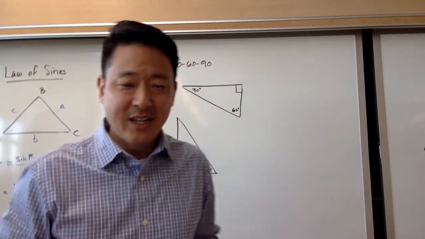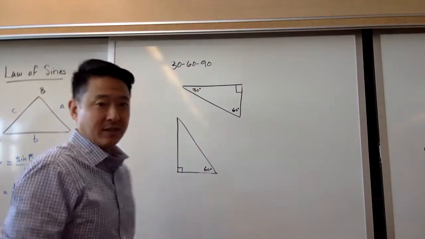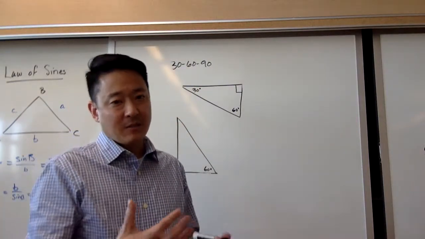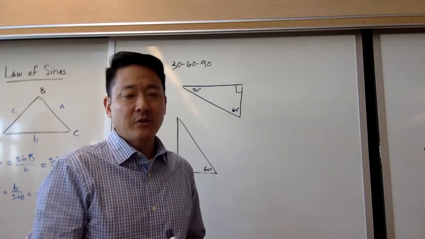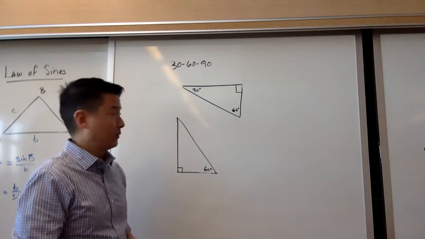This one is on 30, 60, 90 special right triangles and how to solve them. So one of the things that gets confusing is that sometimes the orientation of the triangle throws off students. So let's say you have this 30, 60, 90 special right triangle right here.